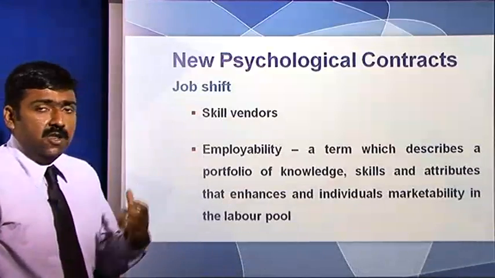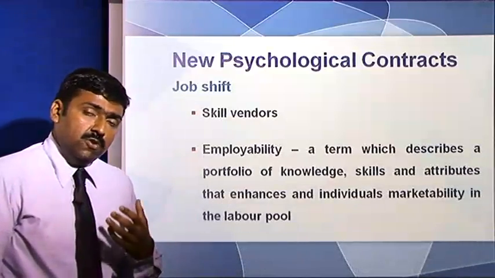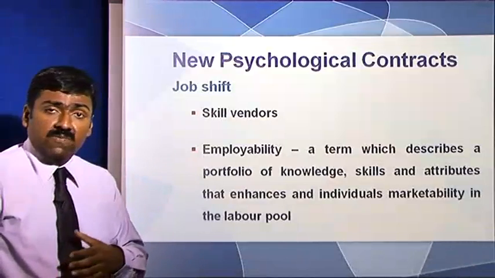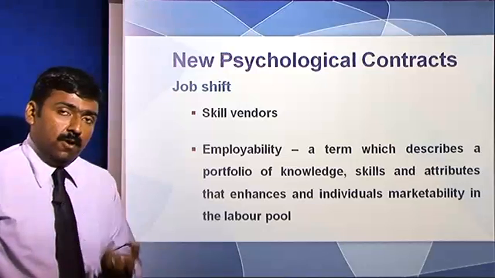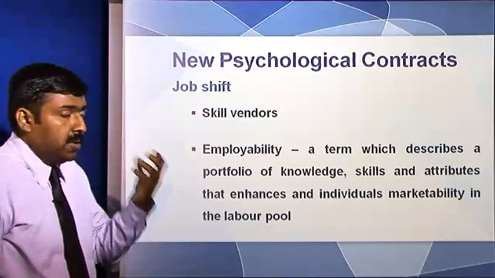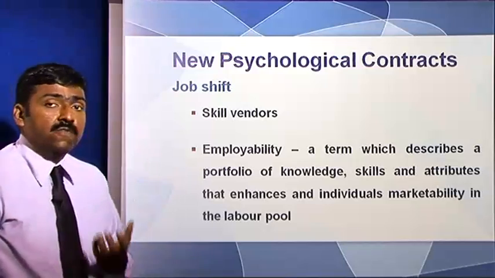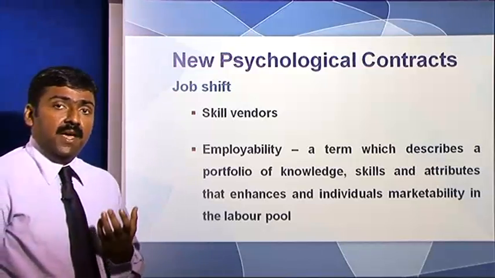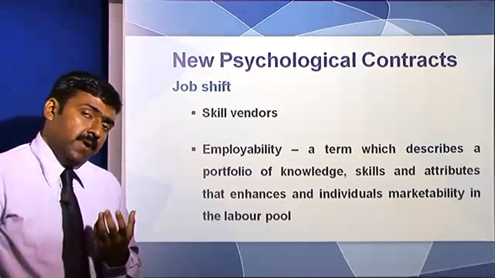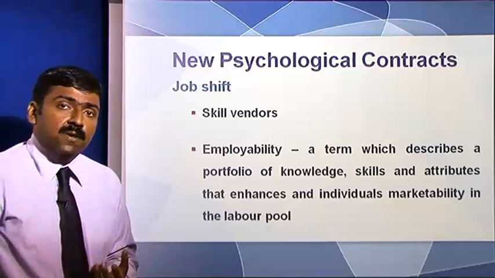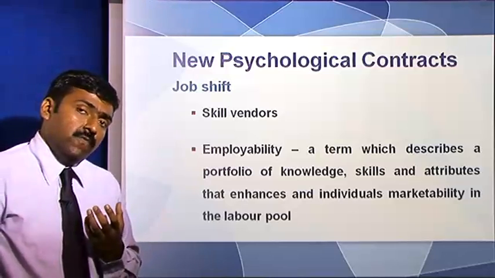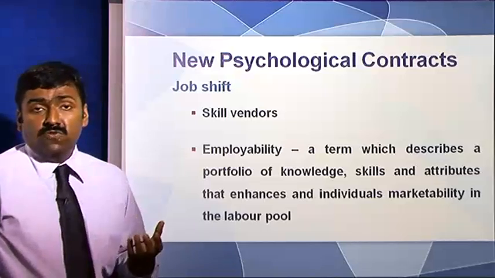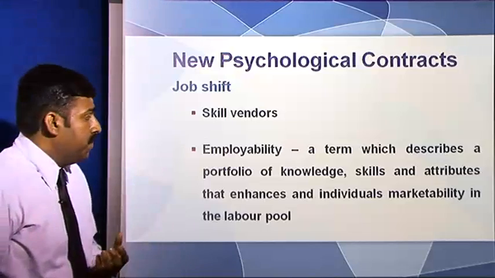Now, let's take a look at a new psychological contract. A psychological contract is what an employer expects from an employee and what an employee expects from the organization, which forms a contract. Job shift is a new type of psychological contract where you have skill vendors who no longer depend on one particular organization for their survival and career. They offer their services at a premium to multiple organizations and they just move on. They take care of their own resume building, they take care of their own careers, and they do self-marketing. So this is a new breed.